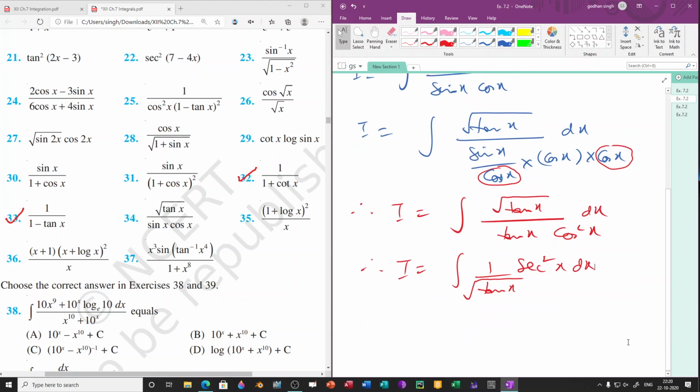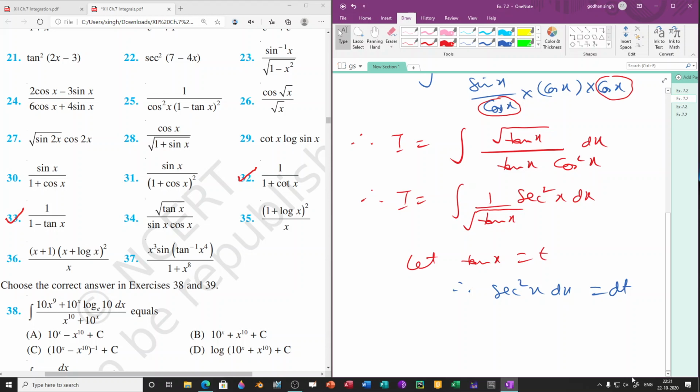Now what we know is that the differentiation of tan x is sec square x, so we will take tan x as t. Let tan x equal to t, and therefore sec square x dx equals dt. On putting this in I, we get I equal to integration of sec square x dx, that is dt, over root tan x, that is root t.